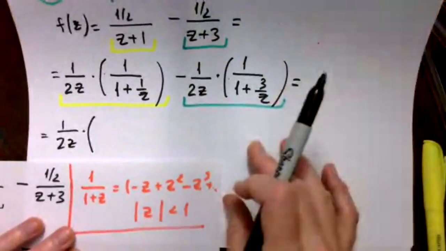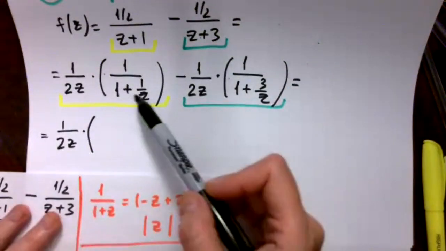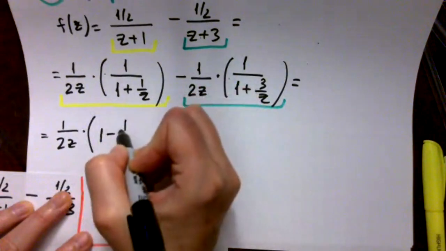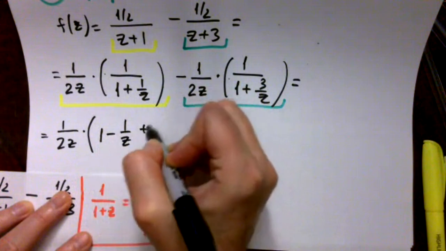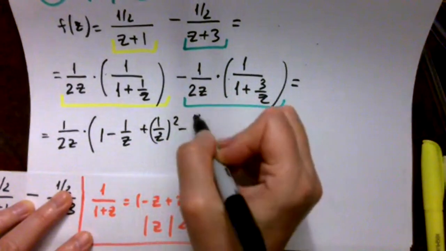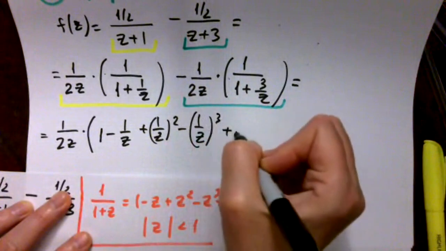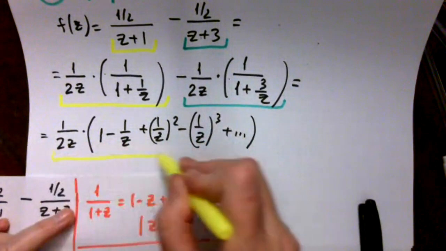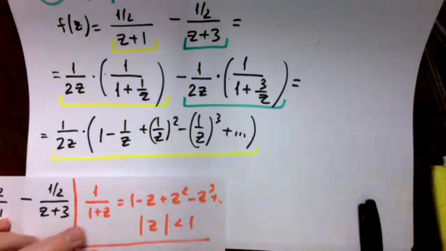Maybe I can fit them both into one screen. Instead of z, I'm going to substitute 1 over z. That's it. So 1 minus 1 over z plus 1 over z squared minus 1 over z cubed, and that's enough, plus so on. Okay, so this was our yellow first term, first fraction.